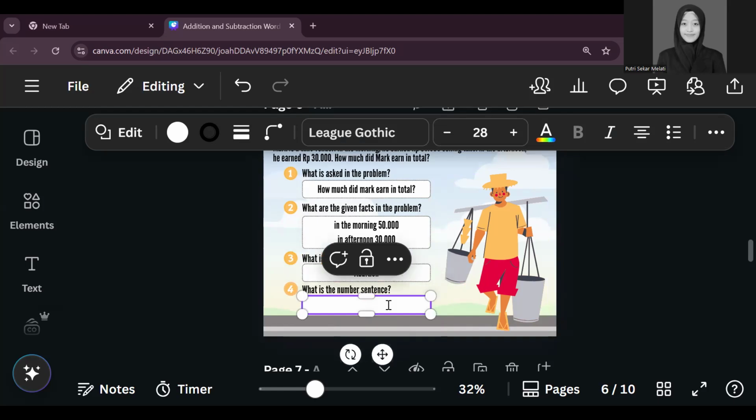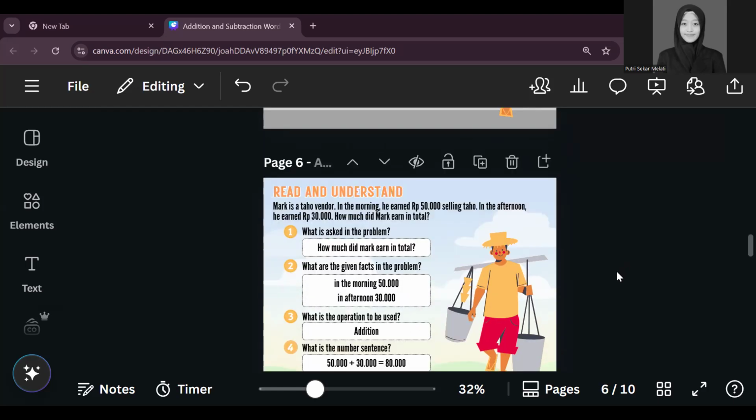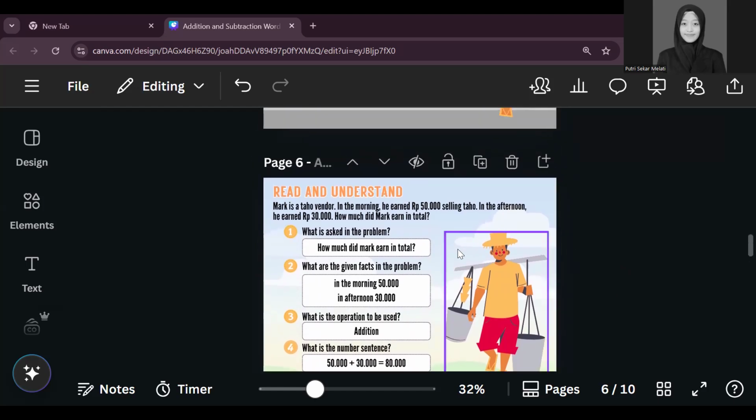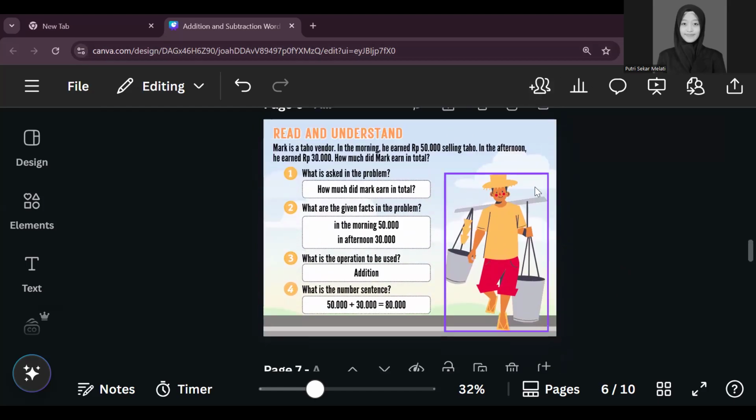You have to write the number sentence. So if we add it, we write a plus here, like this. And you have to know what the result is. 50,000 added to 30,000 will be 80,000 rupiah. So the answer to how much did Mark earn in total is 80,000 rupiah in a day. All right, that's all about subtraction and addition in a word problem.